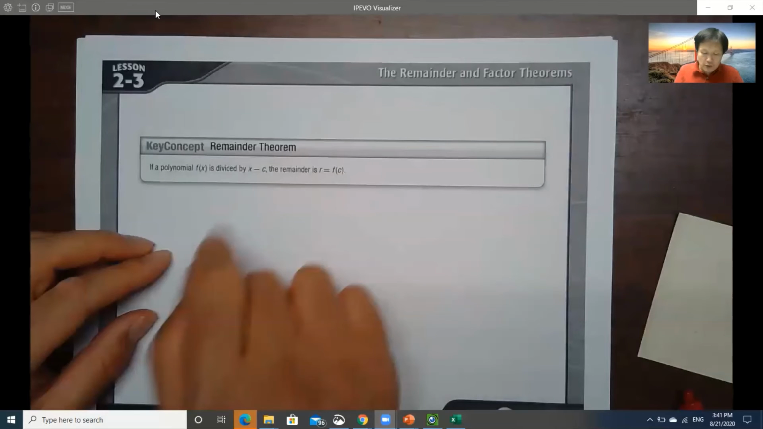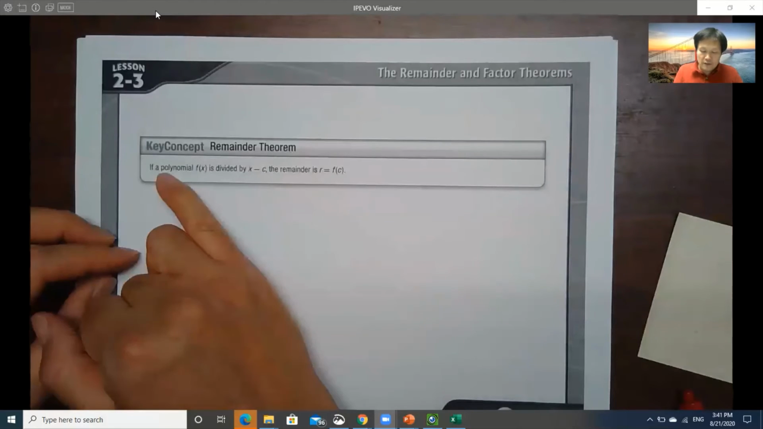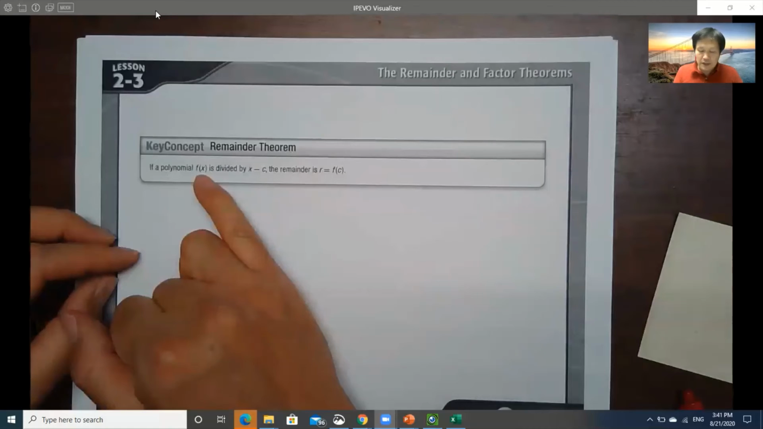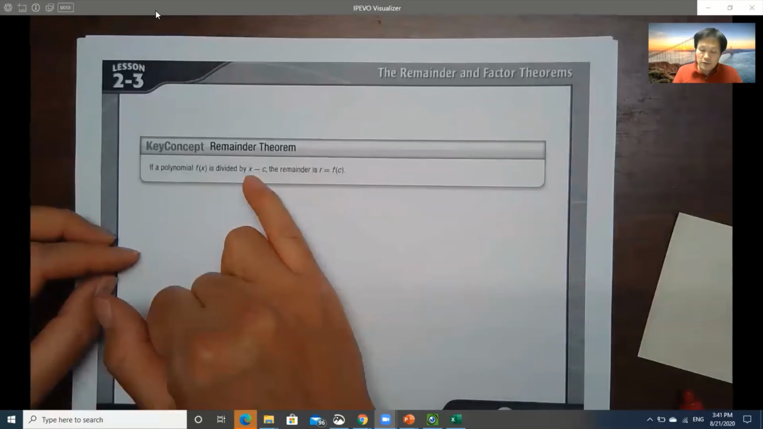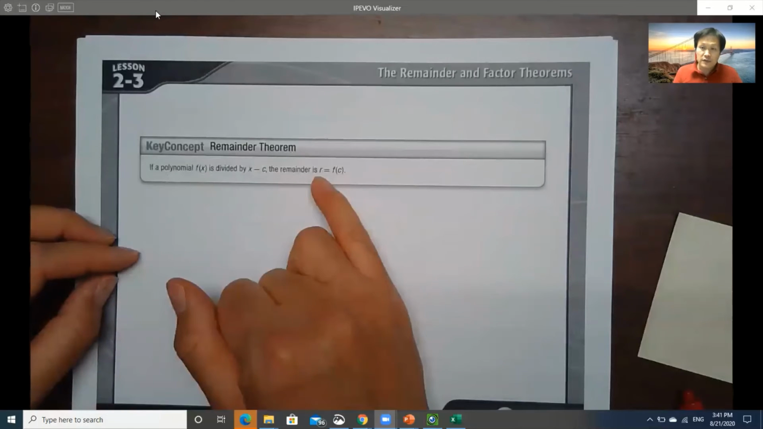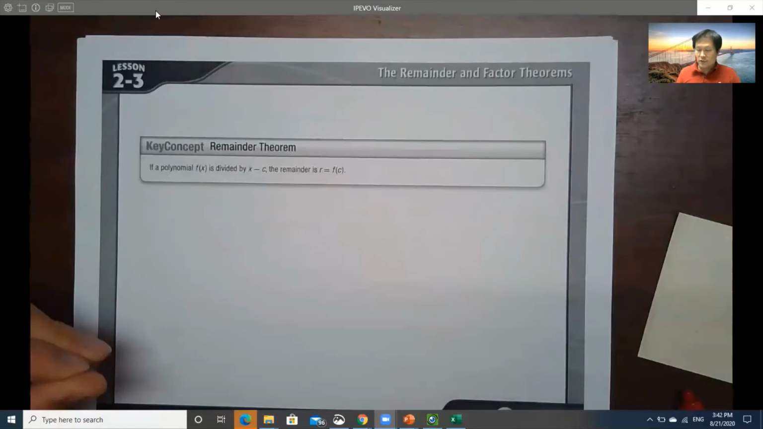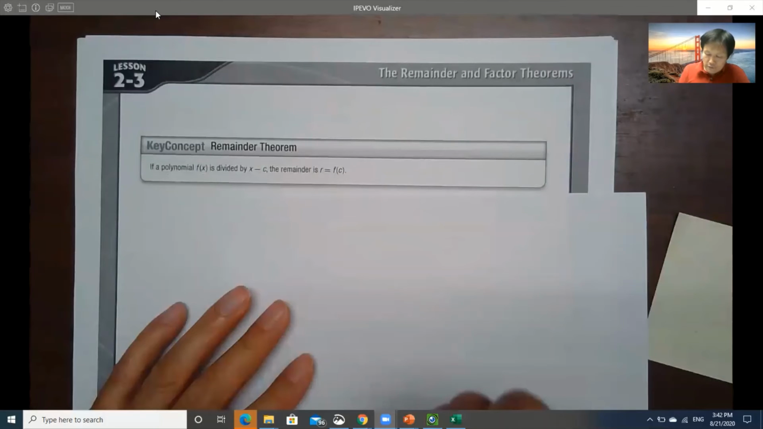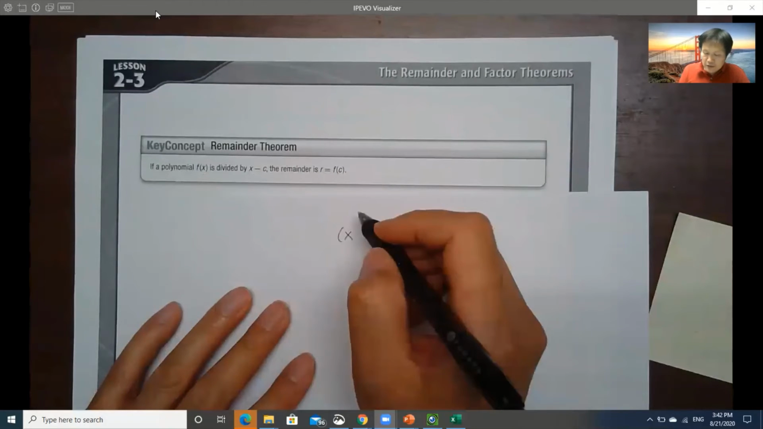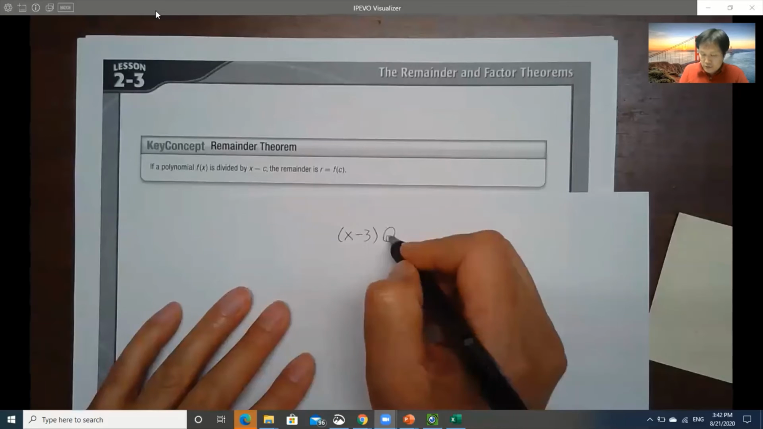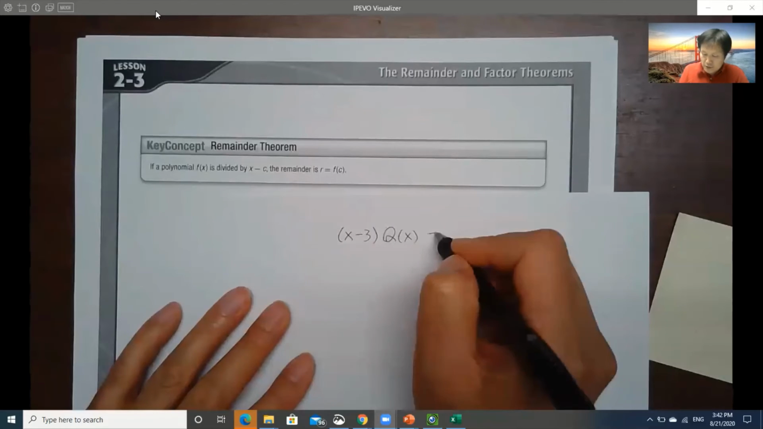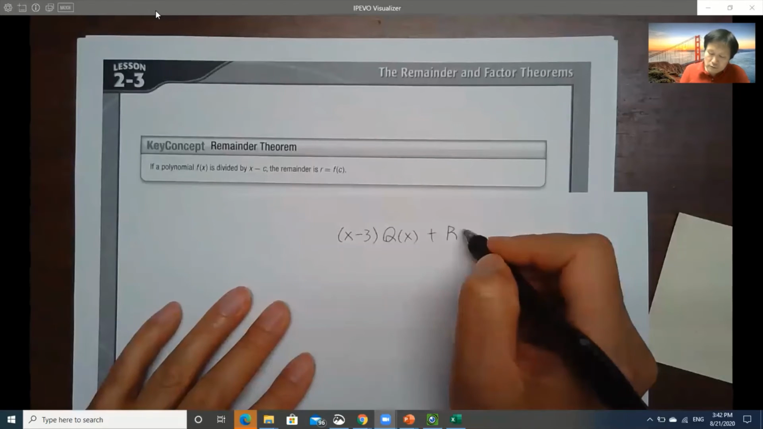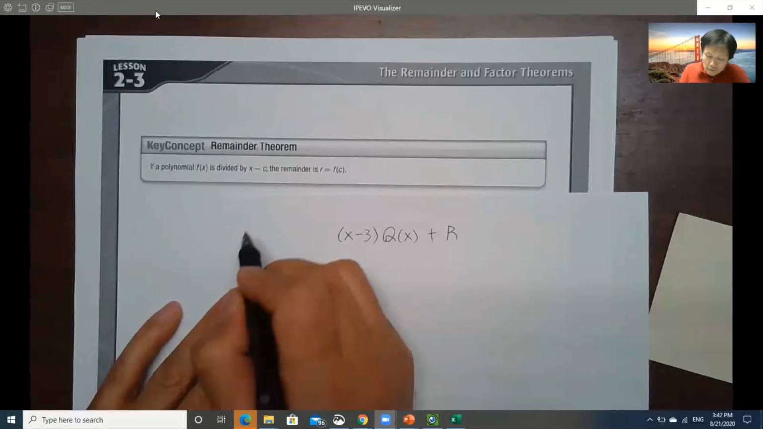Remainder theorem. If polynomial f of x is divided by x minus c, the remainder is r equal to f of c. You might say, what? Here's what's going on. If, let's say, x minus 3 is a factor, then here's a quotient plus the remainder. F of x equal to.